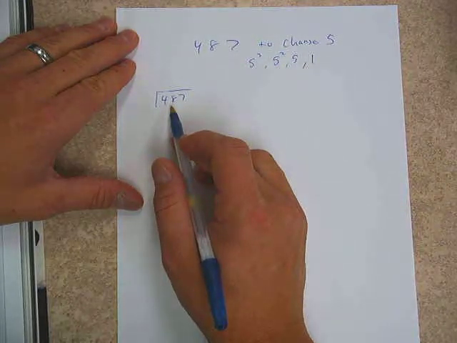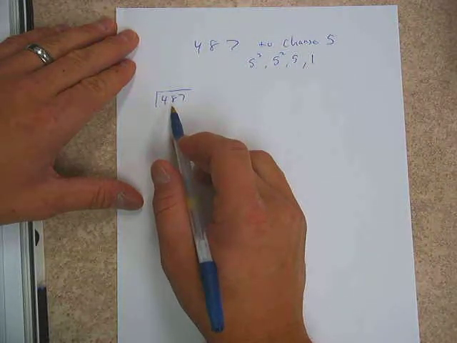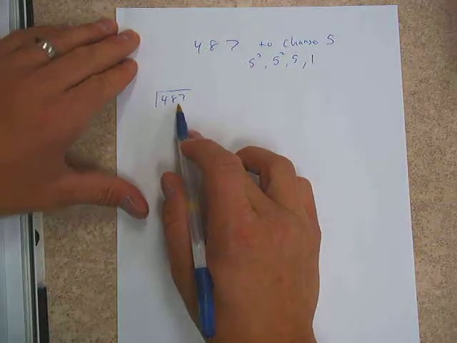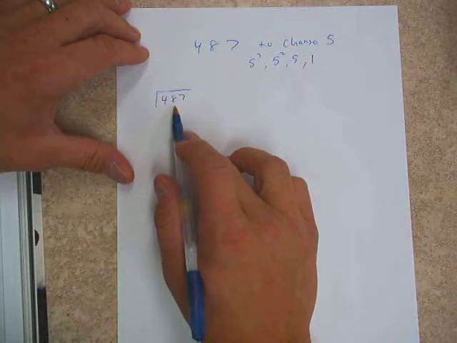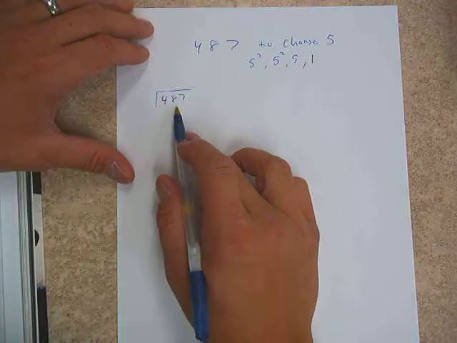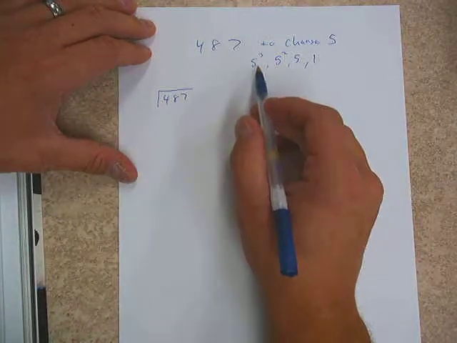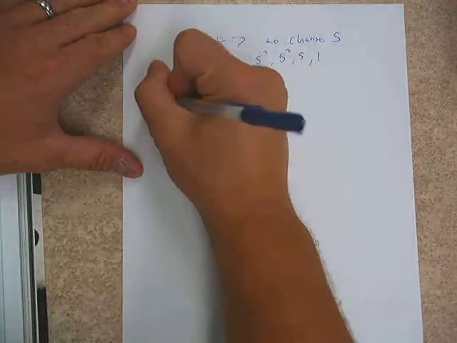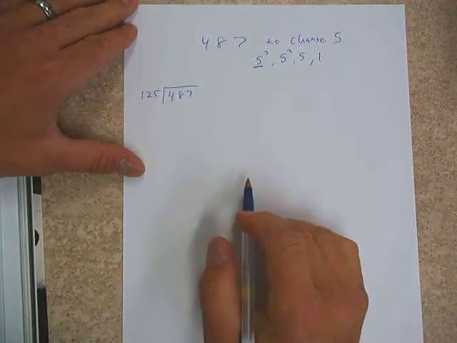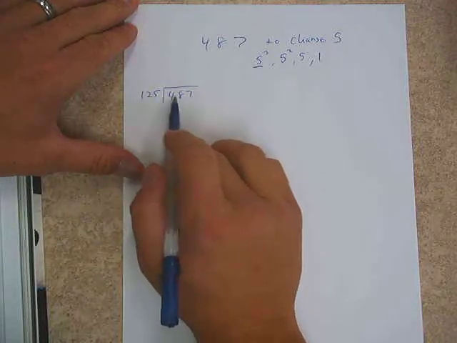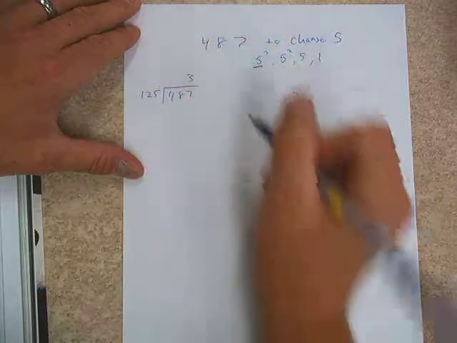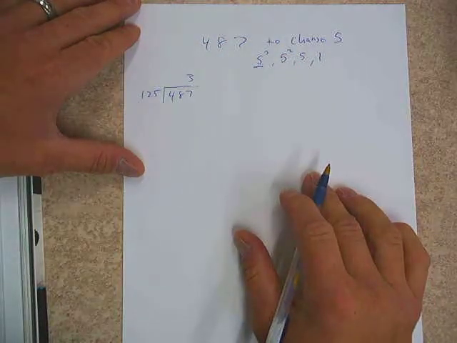So if we put 5 to the 4th, that's 625. Does 625 go into 487? No, it's too big. So we only have to go as high as the number to stay lower. You want to go as high as we can, but stay under the given number. Okay, so once we decide what that first one is, in our case it's going to be 5 cubed, which is 125. And then we do a division over here, and we decide how many times can 125 go into 487.